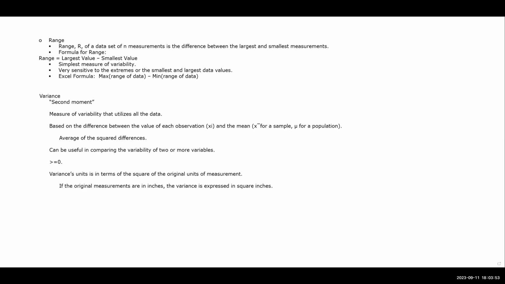It looks like the following. For the population variance, we use sigma squared, and that is equal to the sum, i equals 1 to n, of xi minus mu, squared. The difference of the ith observation's value minus the average, you square that, and you take the average by summing them up and dividing by n.